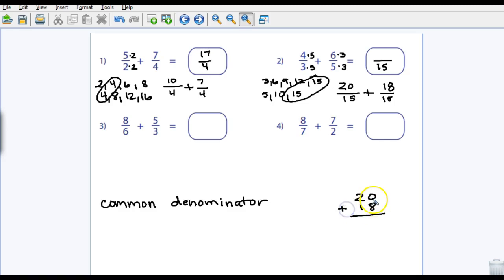I'm going to add these two together. 0 plus 8 is 8. 2 plus 1 is 3. So that gives me 38 over 15. Now remember, I want us to leave it in an improper fraction or improper form. So go ahead and push pause right now and see if you can figure out the common denominator for these next two problems. When you come back, check your work and see if you did it exactly like I did. So go ahead and push pause.